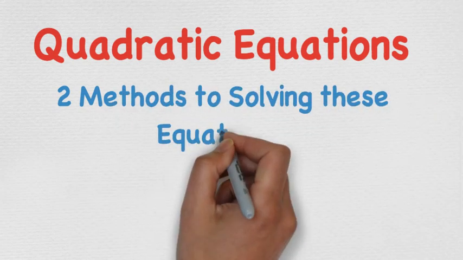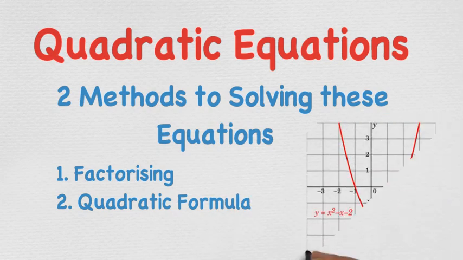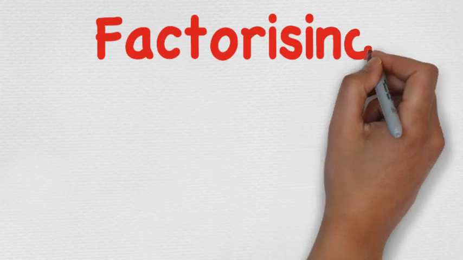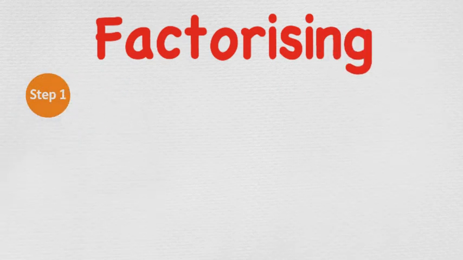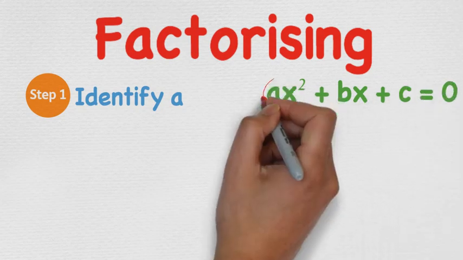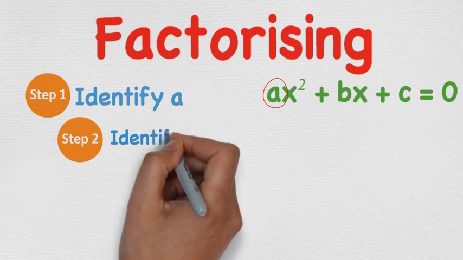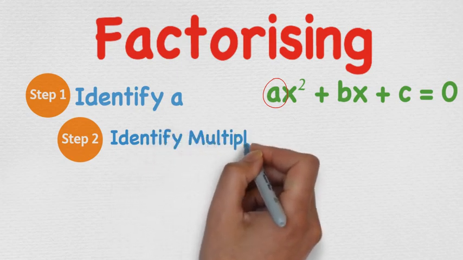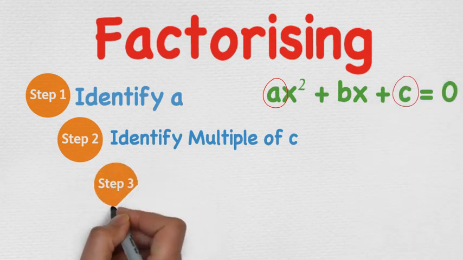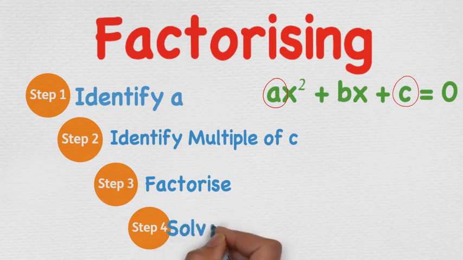So when looking at quadratic equations, there are two main methods to solve for x. We have factorising and the quadratic formula. Let's look at factorising first. There are four main steps to factorising to solve for x. The first is identifying a, which as you can see is the number in front of x squared at the front of the equation. The second step is identifying the multiple of c, and again you can see this being circled and is the number at the end of the equation, just before the equal sign. Third step is factorise, and the last step is solve for x.